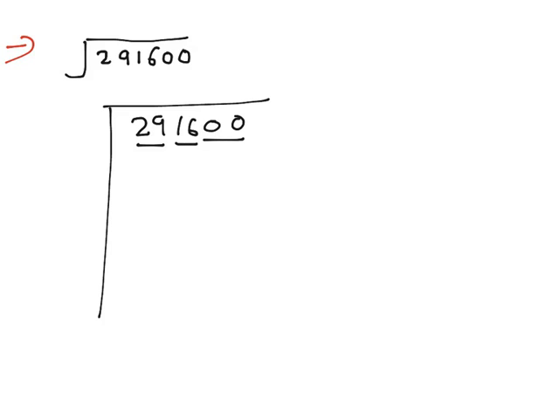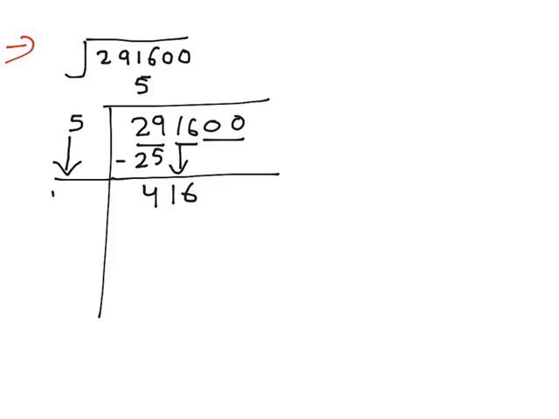So now we already know that 5 square will give us 25, as 6 square will be 36, that will be greater than 29, so we will go with 5. So 5 times 5 is 25. We will be left with 29 minus 25, which is 4. Then what will we do? We will copy 16 over here, and over here we will just double 5. That will come as 10.